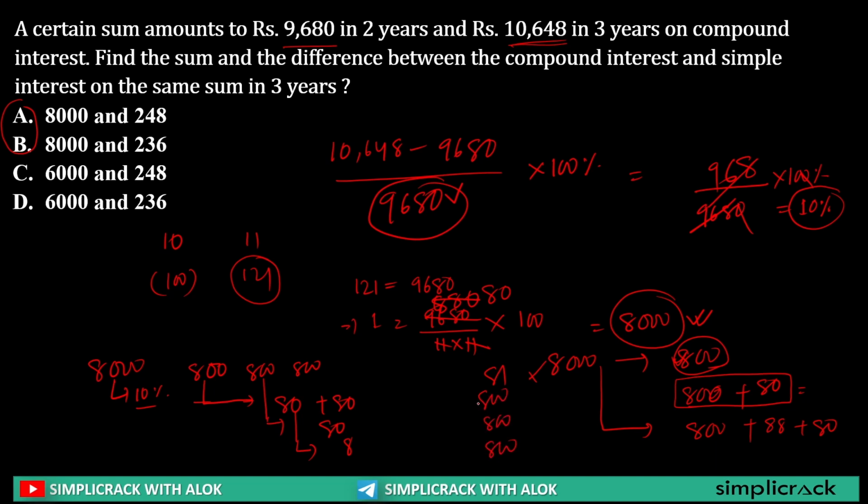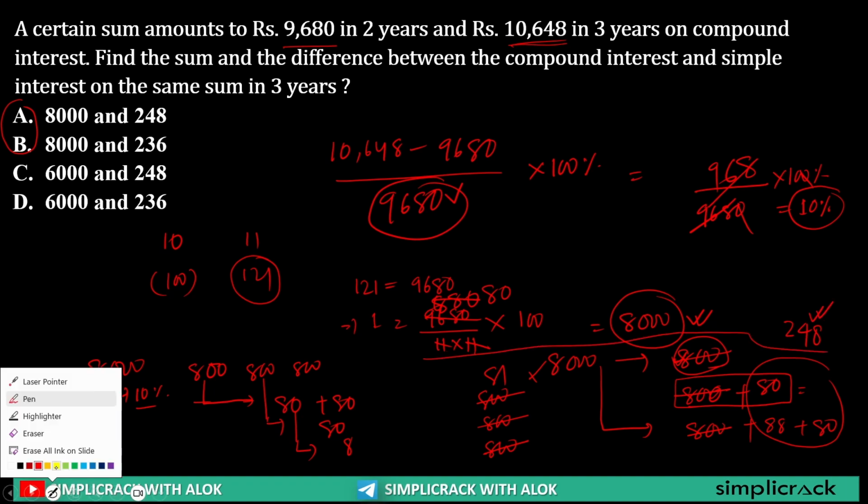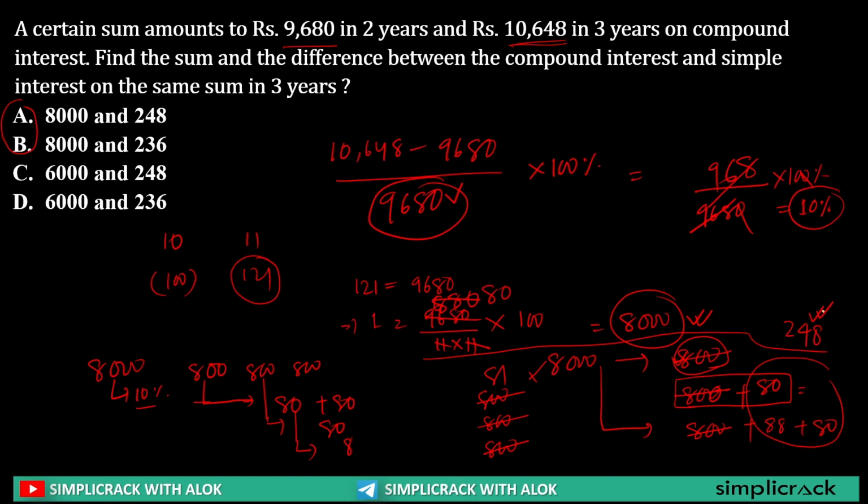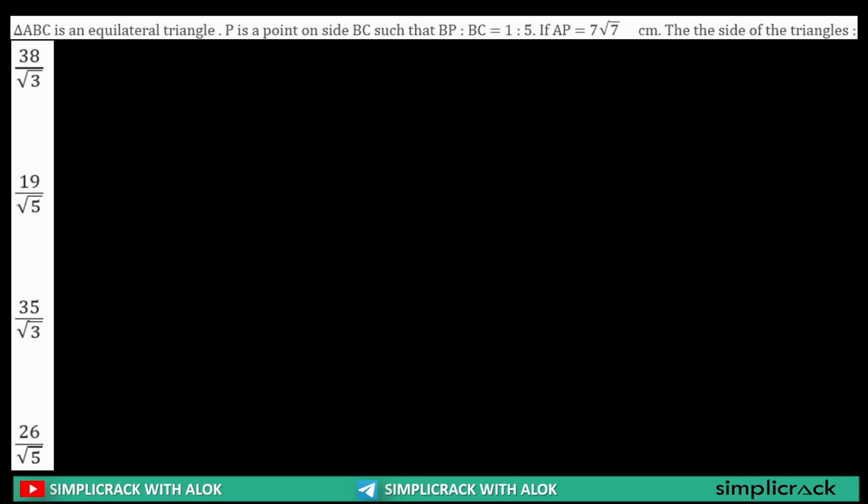Now I have to take the difference. So this 800 will cross out this 800, this will cross out this one, this will cross out this. So what is remaining? Sir, this much is remaining. So what is this? 80 plus 80, 160 plus 88 is equal to 248. You could have solved it this way as well. So what is my difference of interest? 248. And what is my sum? That is 8,000. Okay. Next question.